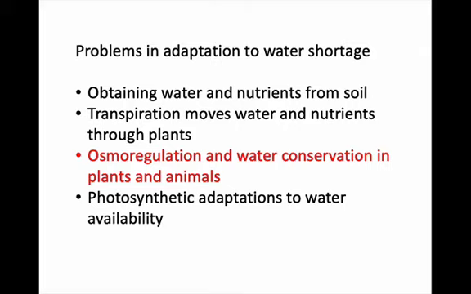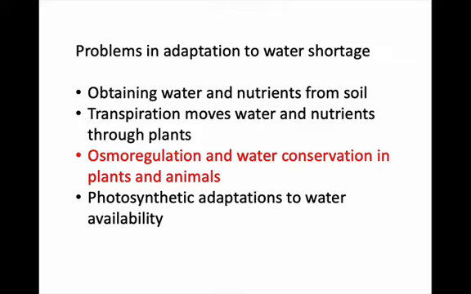Now, what are the adaptations for reducing indiscriminate water loss in plants and animals? We just mentioned that plants protect their leaves so that they don't lose water indiscriminately and only lose it through the stomata where it's controlled.